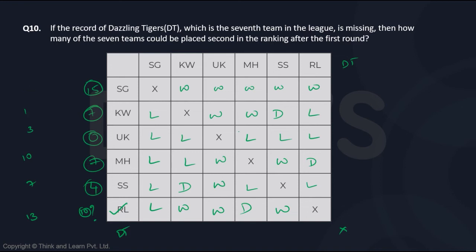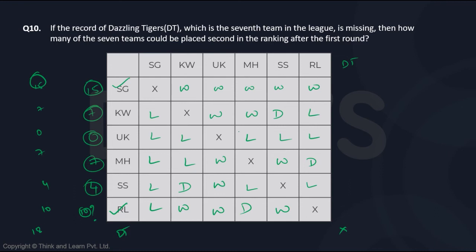I'm looking at case after case. Can I make each team get second? That's the criteria. If DT wins all the matches, which means DT will become 6 3s are 18 points. SG and everybody else lost, which means they will remain as it is. So this is 15, 7, 0, 7, 4, and 10, which means clearly SG is second. So SG can come second.